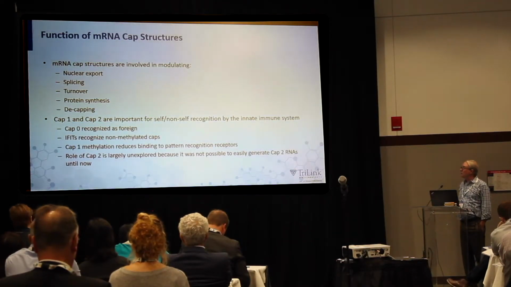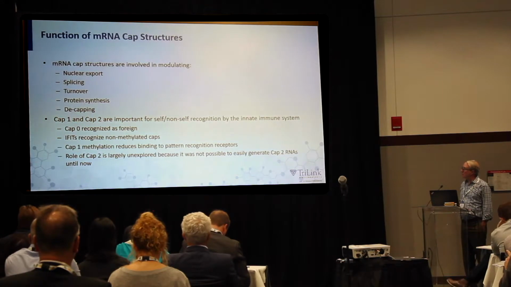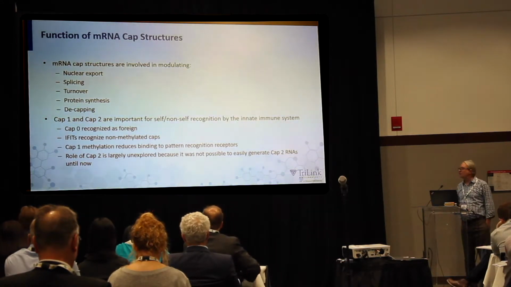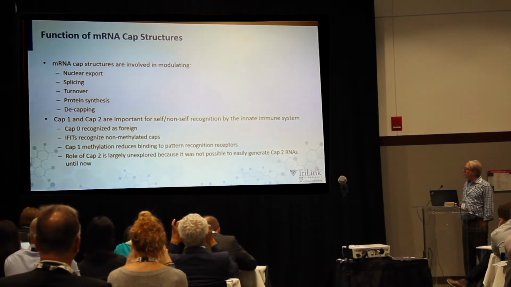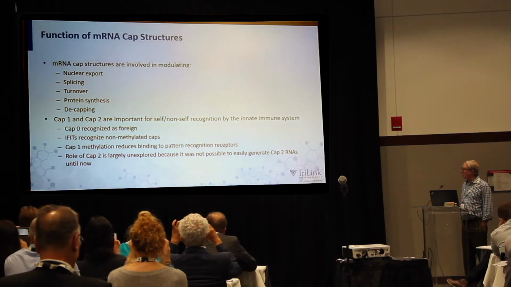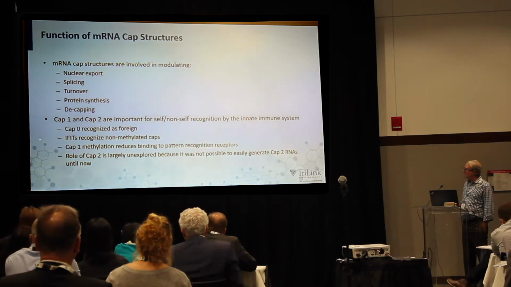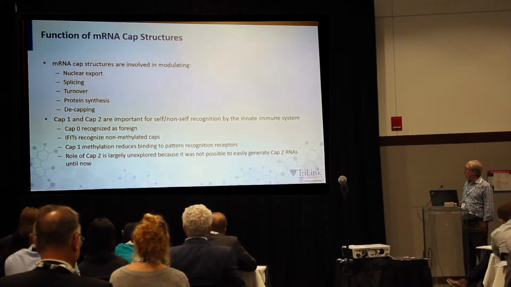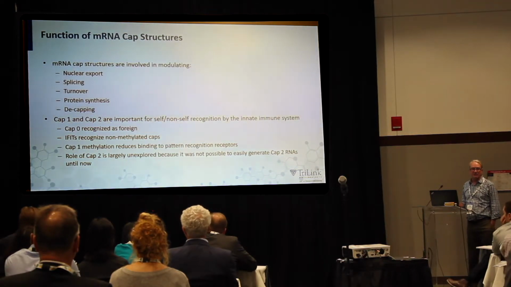So what are the functions of these caps? Caps are known to function in nuclear export, in splicing, turnover, protein synthesis, decapping. They're also thought to be important for self, non-self recognition. So cap zero is recognized as foreign. And there are proteins, for example, IFITs, which recognize improperly methylated caps. That binding of these IFITs reduces translation initiation factors. Cap1 methylation also modulates the binding to these pattern recognition receptors that I told you about earlier in the talk.